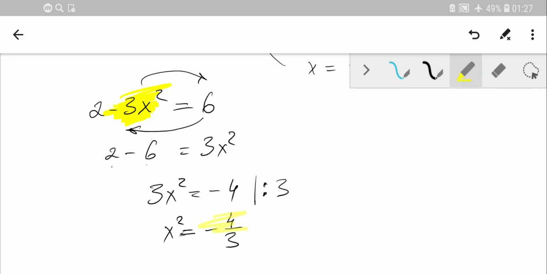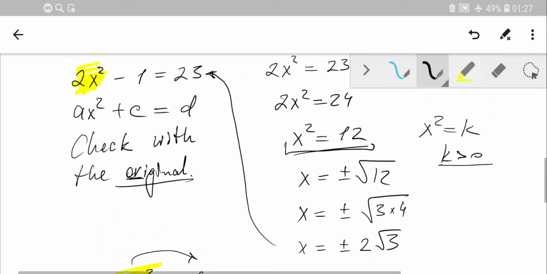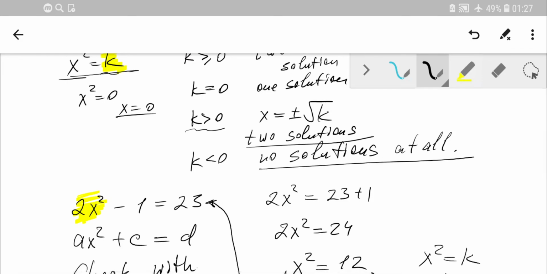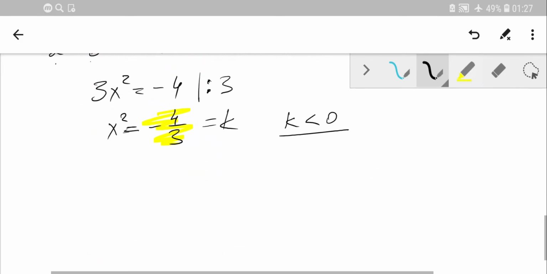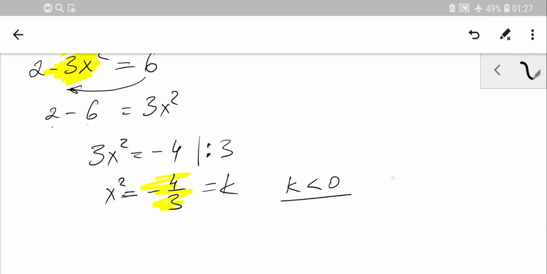So now this is k, right? This is the k value. In our case, k is negative. So once it's negative, you need to stop yourself and just think analytically. K is negative, so according to the rules, no solutions at all. So you just cease solving and just conclude there are no solutions.